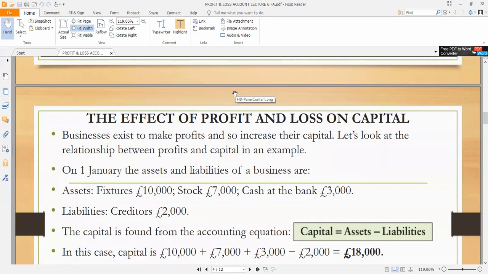Now let's look at the liability. Liability is creditors. Okay, we have to pay the creditors how much? That is 200 what? 200 pounds. Yes, that is 200 pounds. Now the capital is found from the accounting equation. Now let's look at the capital.